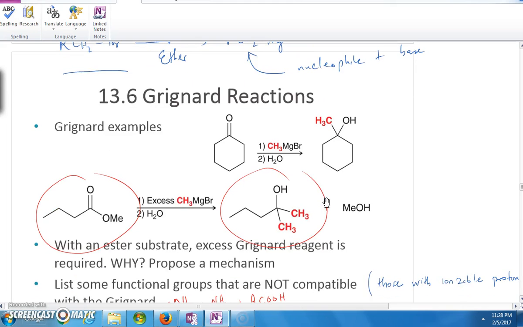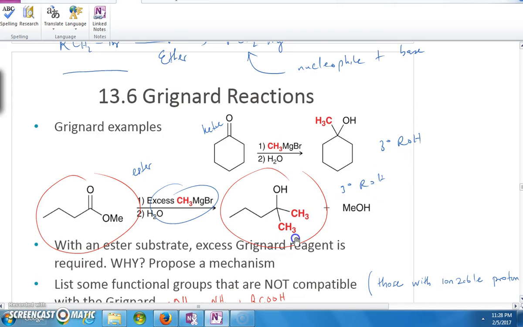Now, if you started with a ketone, like we saw in an earlier example, you can get a tertiary alcohol, right? And if you start out with an ester, if you use an excess of a Grignard, you end up with the tertiary alcohol.